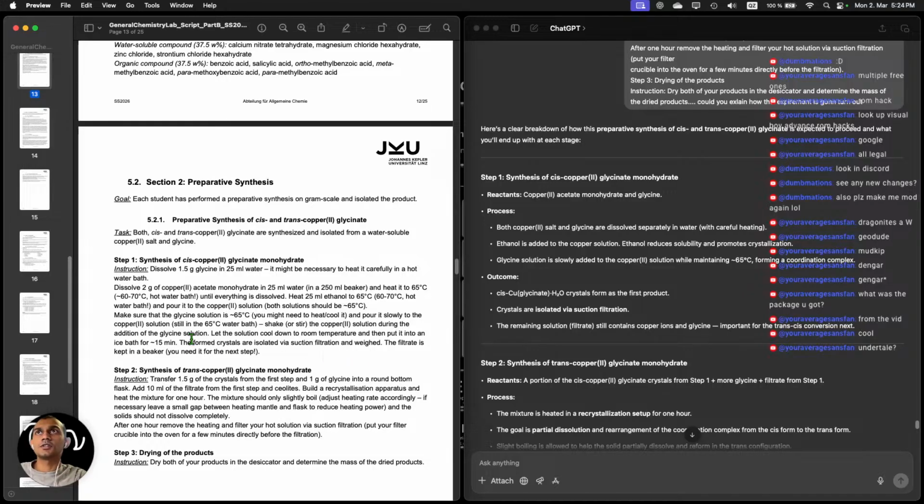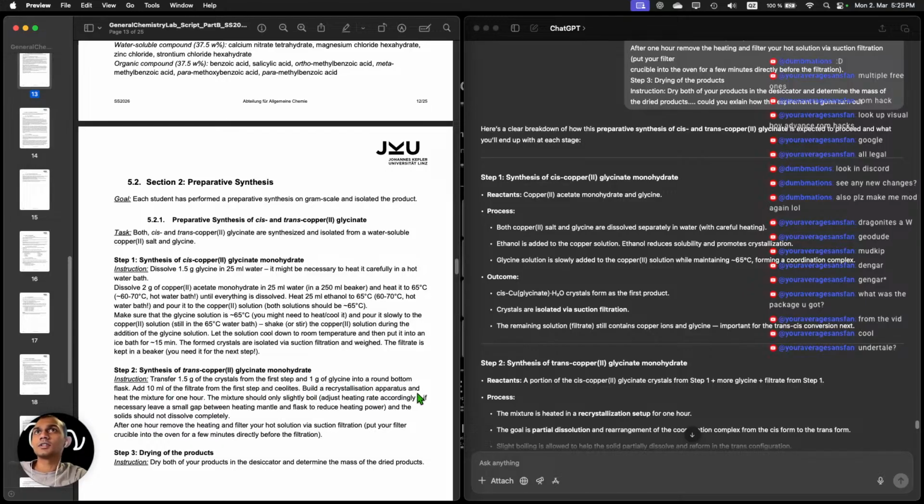During the addition of glycine solution, let the solution cool down to room temperature and then put it into an ice bath for 15 minutes. The formed crystals are isolated via suction filtration and weighed. The filtrate is kept in the beaker, you need it for the next step. Transfer 1.5 grams of copper crystals from the first step and 1 gram of glycine into a round bottom flask. Add 10 milliliters of filtrate from the first step and zeolites.